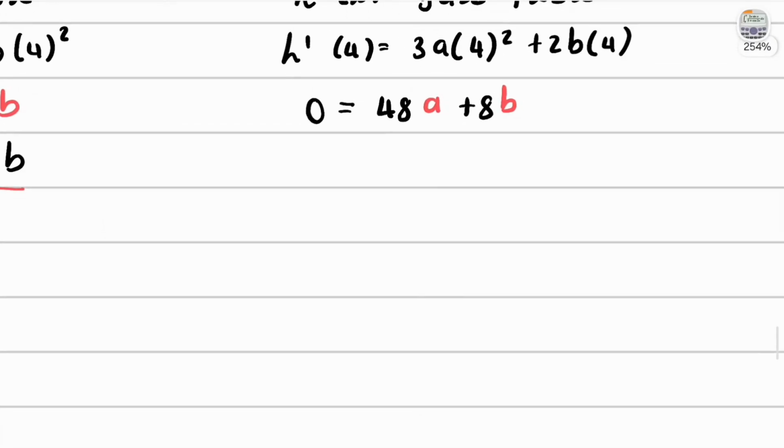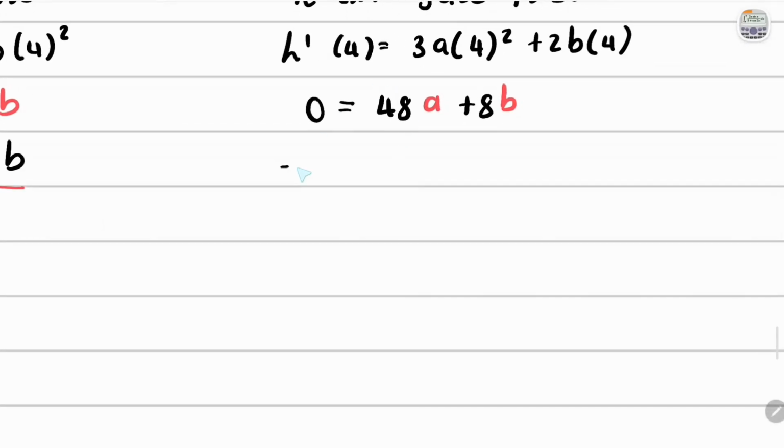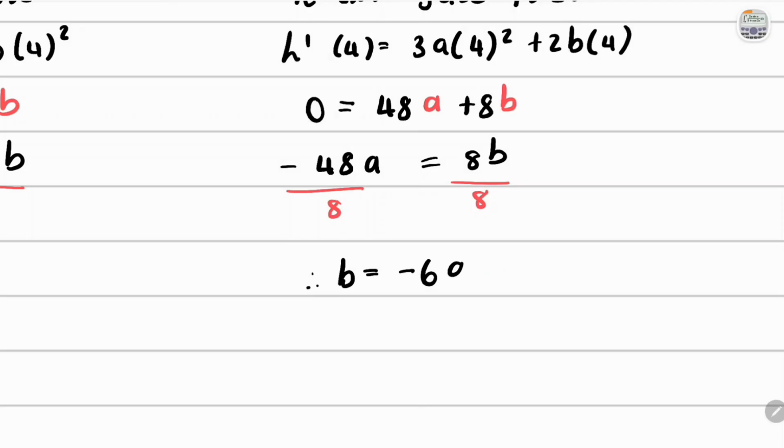And we're going to do a similar thing on this side. So in this case, we'll just take that over, the 48. So negative 48a is equal to 8b. And then divide both hand sides by 8 to make b the subject. So b is equal to negative 48 divided by 8, which is negative 6, so negative 6a.